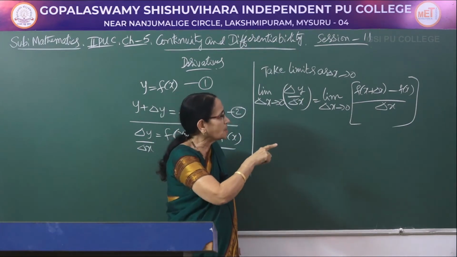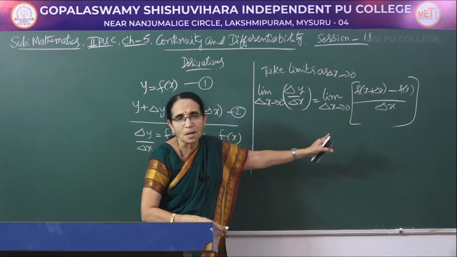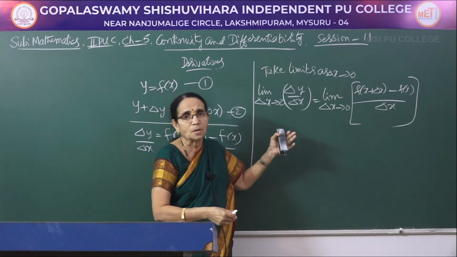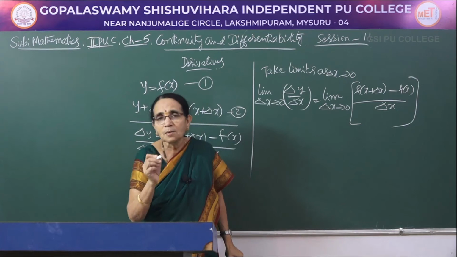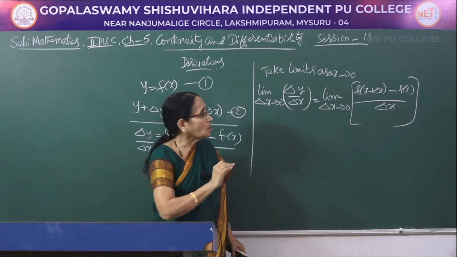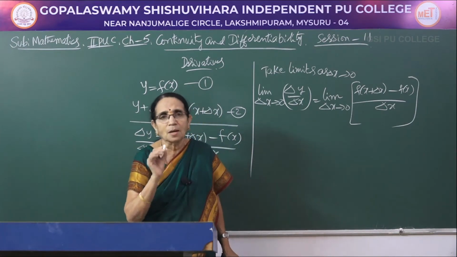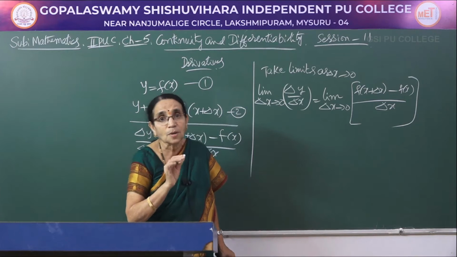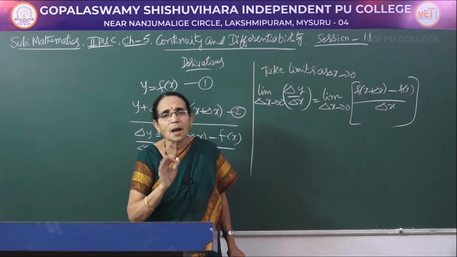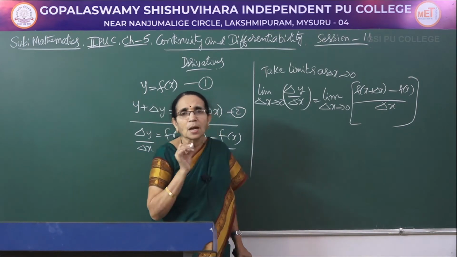On the right hand side, we have simplified the numerator and divided each term by delta x. Now we are taking the limit as delta x tends to 0, which means that wherever delta x is there, it would be taken as 0. After taking the limit, if the limit on the right hand side exists, we say the limit exists. What do we mean by the limit exists? It has to be real and finite. Then we say the limit of the function exists.